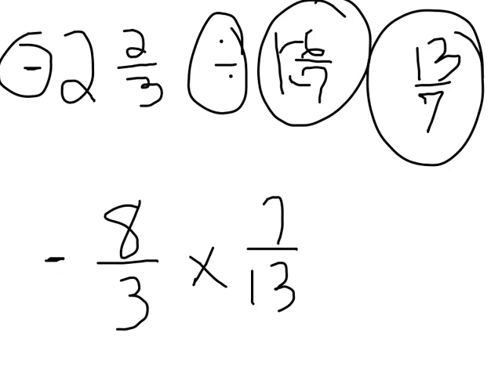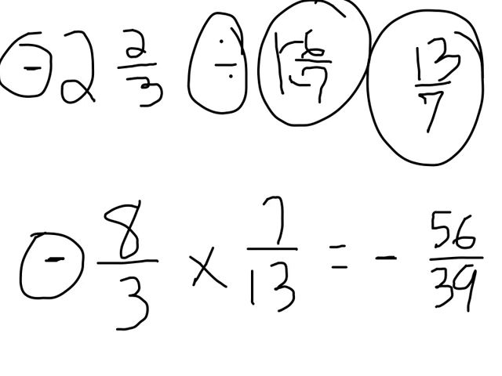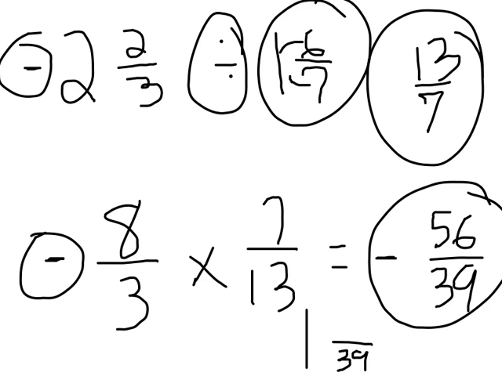Okay? And now all I'm going to do is multiply straight across. Keeping in mind that I have one negative, and a negative times a positive is always going to leave me with a negative. So, multiply straight across. 8 times 7 is 56. And 3 times 13 is 39. Now my last step here is to turn this into a mixed number. 39 goes into 56 one time, and I keep my denominator of 39, and my remainder there is 17. Don't forget your negative.